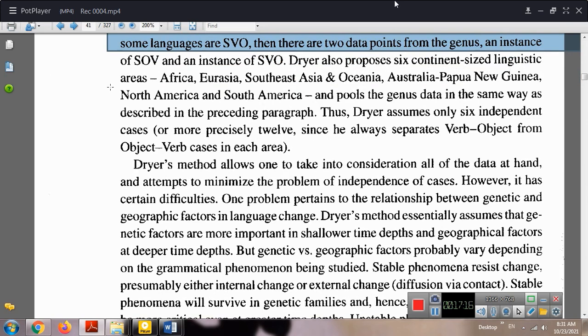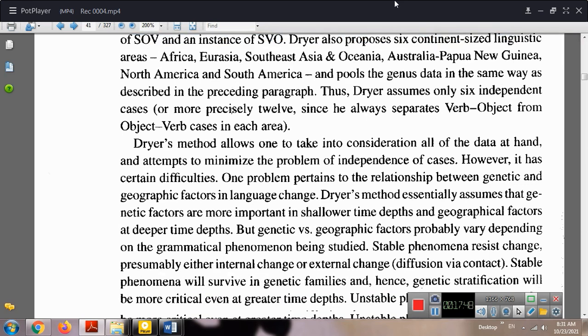Dryer also proposes 6 continent-sized linguistic areas: Africa, Eurasia, Southeast Asia and Oceania, Australia and Papua New Guinea, North America, and South America. He considered these 6 continent-sized linguistic areas and pools the genus data in the same way as described in the preceding paragraph.